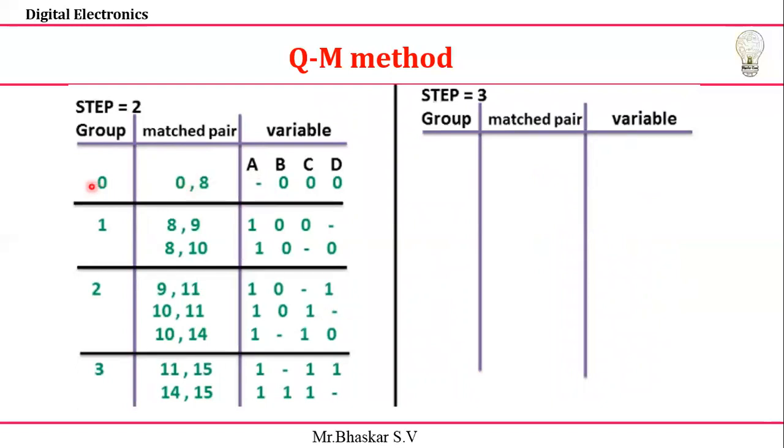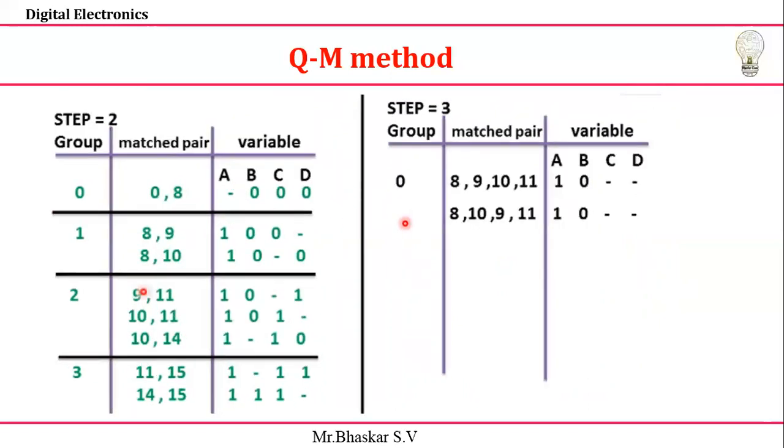The group 0 I'm going to compare with group 1 first. So here a dash is there, just compare with anywhere it is there. No, it is not matching. Then directly I can take it as group 0. The value is not matching, then keep this one as it is, don't take.